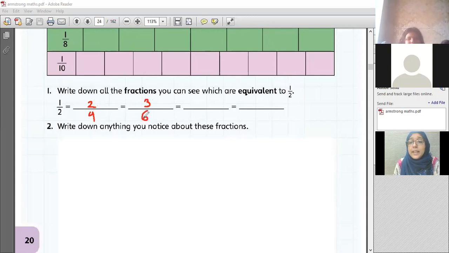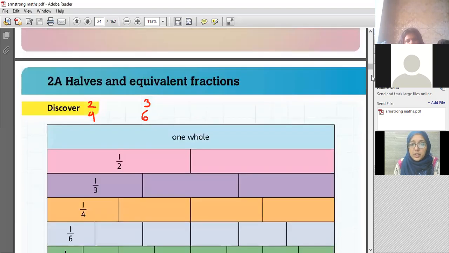3/6. How am I getting it? You can multiply this with 2. You can multiply this also with 2. And look, I'll show you how from the table above you can get it. Wait. Just try to understand. No, 4/8. Look, 4/8. This part is having the same value. So this is half. If this is half, what fraction?